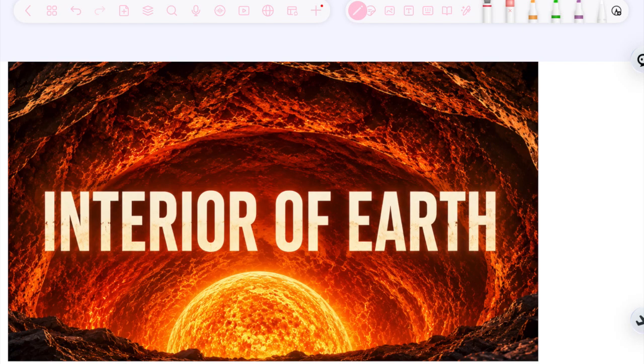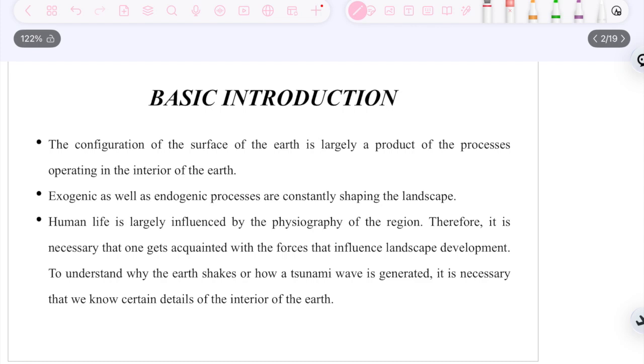So let's begin with a basic introduction. Before we study the Earth's interior, let's first understand why this topic is important. The configuration of the surface of the Earth and the features of the Earth's surface are largely the result of processes operating inside the interior of the Earth. So, in simple words, the landforms we see today, the mountains, the deserts, are not formed only by chance, they are the outcome of various geological processes that occur both inside and outside the Earth.